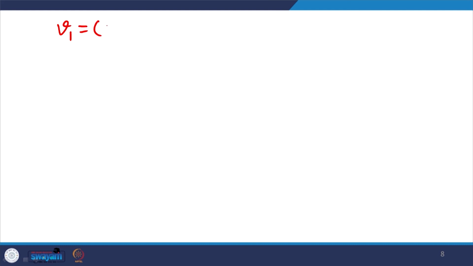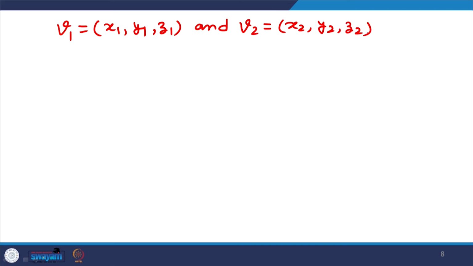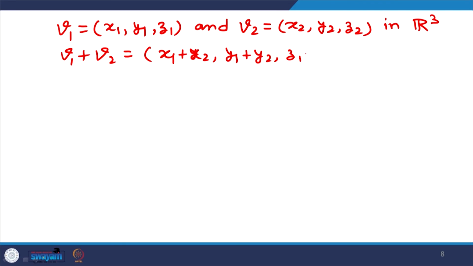If you are having two vectors, let us say V1 equals to x1, y1, z1 and V2 equals to x2, y2, z2, both in R3, then V1 plus V2 will be x1 plus x2, y1 plus y2 and z1 plus z2, which is again a vector in R3 because R3 forms a vector space.